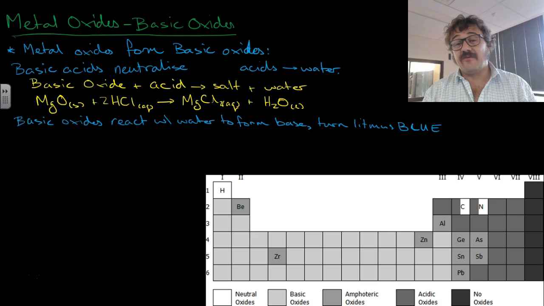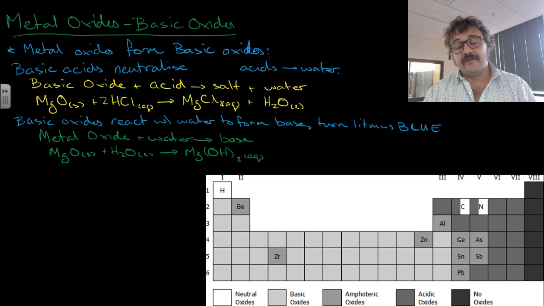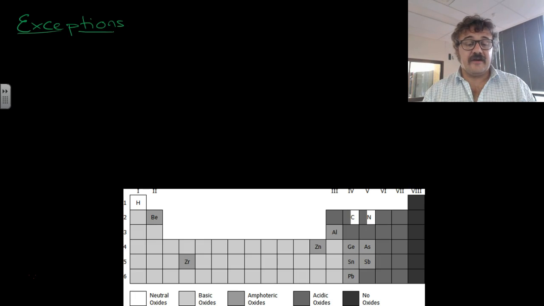Basic oxides will react with water to form a base, so there's something with a hydroxide in there, and this will turn litmus blue. For example, magnesium oxide plus water gives you magnesium hydroxide.